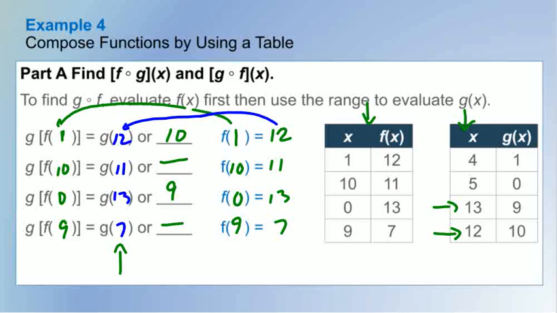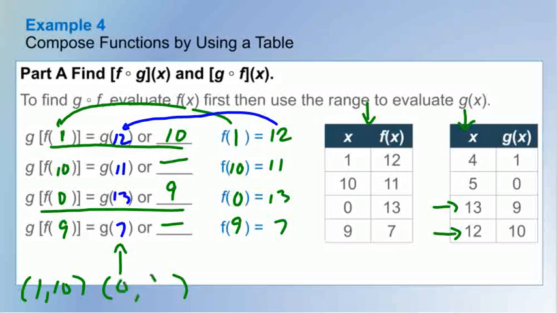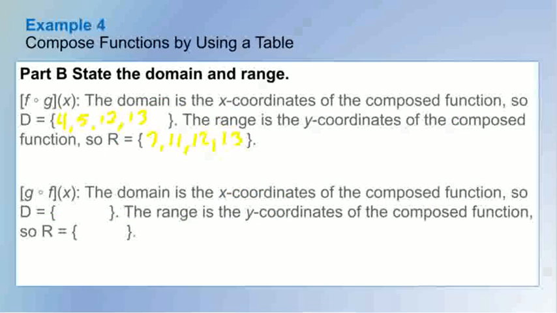So if I come up with my ordered pairs here, I would have a point here, so that's 1, 10, and I would have a point here, which is 0, 9. Again, the domain then range. So now we come up with the domain here. The domain for g of f of x is 0 and 1, and the range would be 9 and 10.